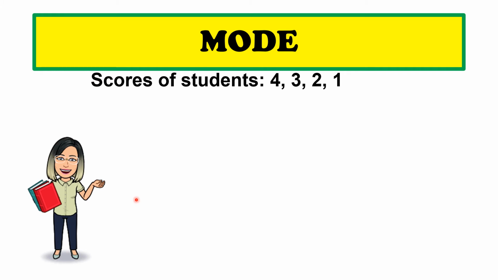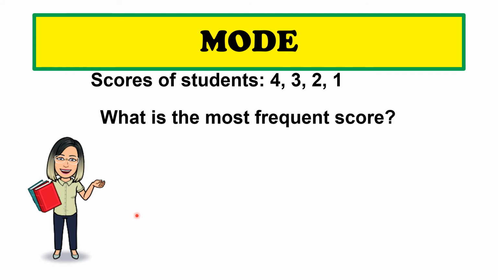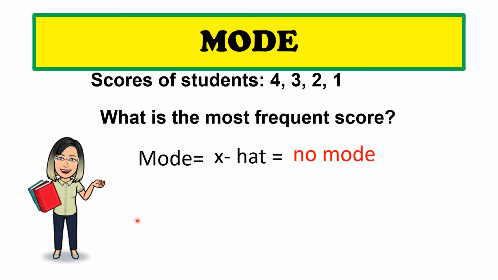So we need to find the mode of the following scores: 4, 3, 2, 1. What is the most frequent score? Is there a most frequent score in the given set of scores? So we need to find the mode. The mode is x hat, and there is no mode.